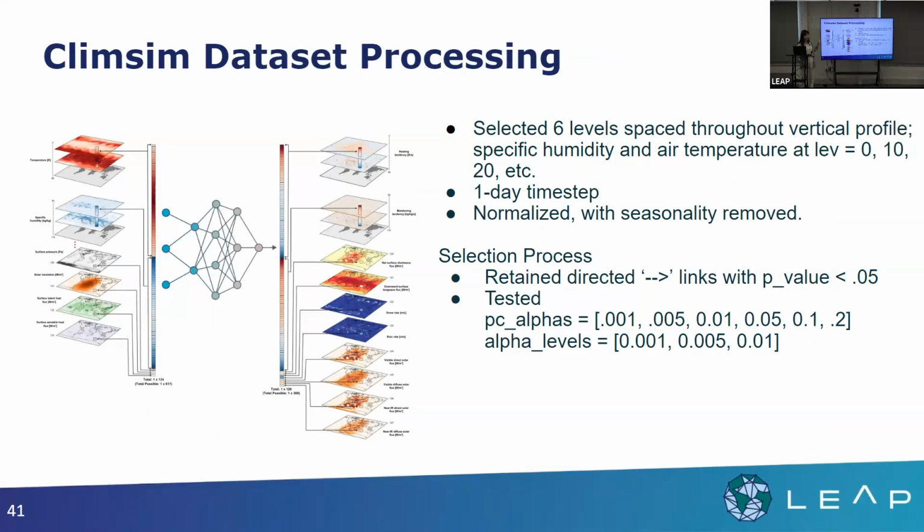These are more specifics about the climate data processing. As I said, I use a one-day time step and selected 6 levels. For the selection process of the causal graphs, I retained the directed links with a p-value of less than 0.05. And then I tested a range of significance levels in the PCMCI algorithm.